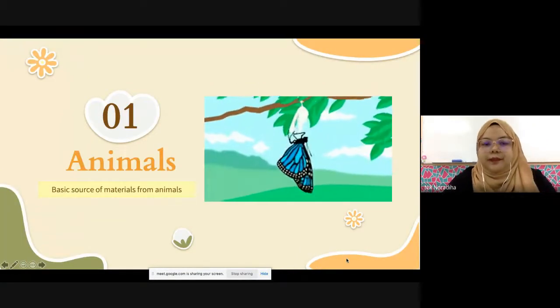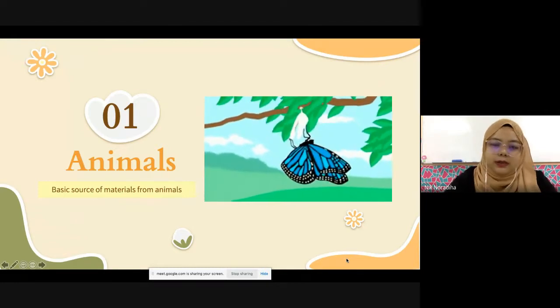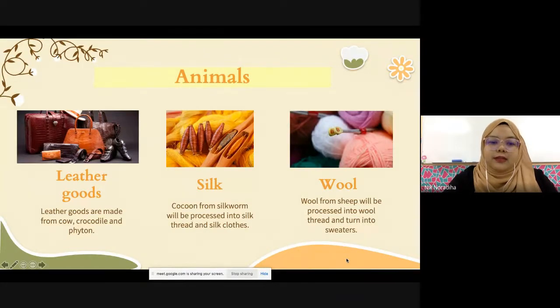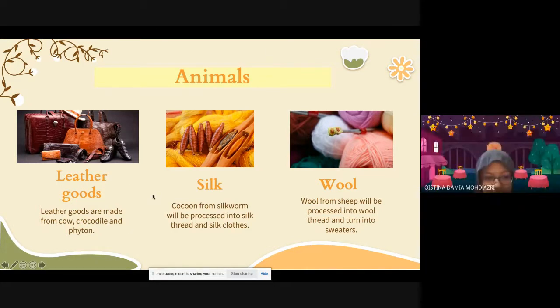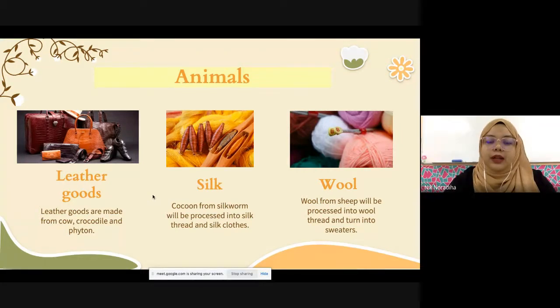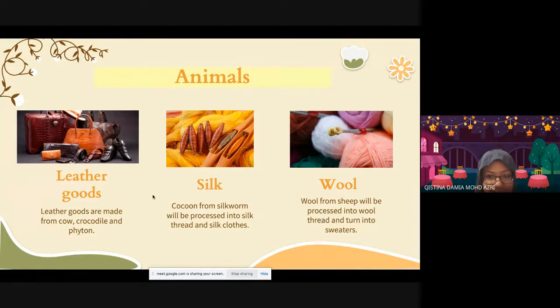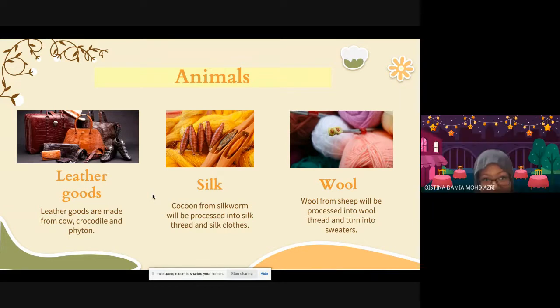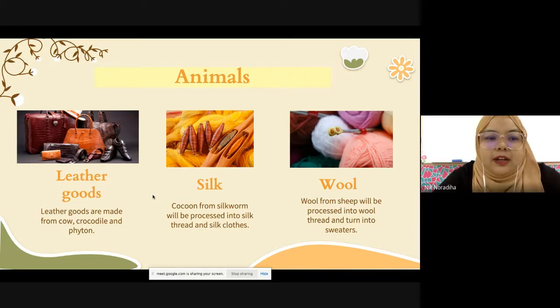From animals. All the objects around us, some of them are made up from animals. So what is it? The first one, Christina? Leather goods. Where do they come from? What do you think? It's okay, you can just share with teacher. Cow skin. Okay, good job. Correct. Some of the leather goods come from cow skin.